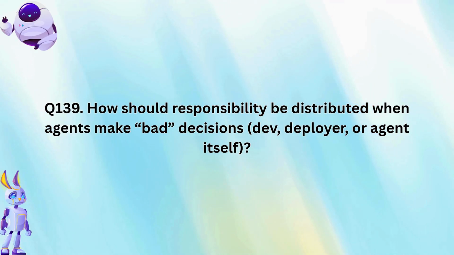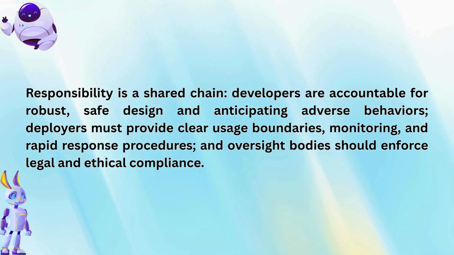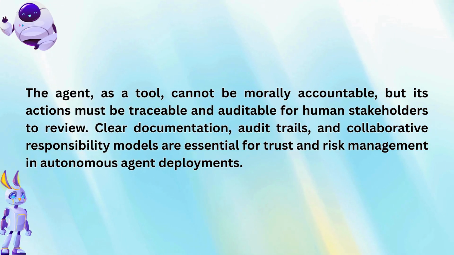Dev, deployer, or agent itself? Responsibility is a shared chain. Developers are accountable for robust, safe design and anticipating adverse behaviors. Deployers must provide clear usage boundaries, monitoring, and rapid response procedures. And oversight bodies should enforce legal and ethical compliance. The agent, as a tool, cannot be morally accountable, but its actions must be traceable and auditable for human stakeholders to review. Clear documentation, audit trails, and collaborative responsibility models are essential for trust and risk management in autonomous agent deployments.